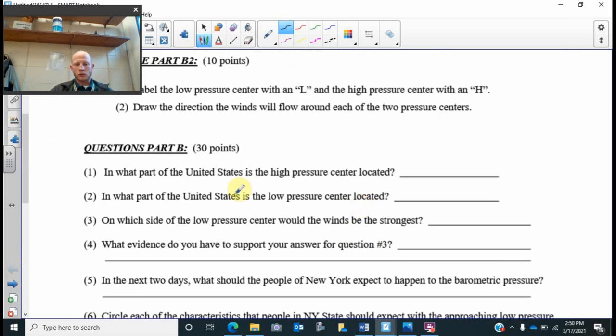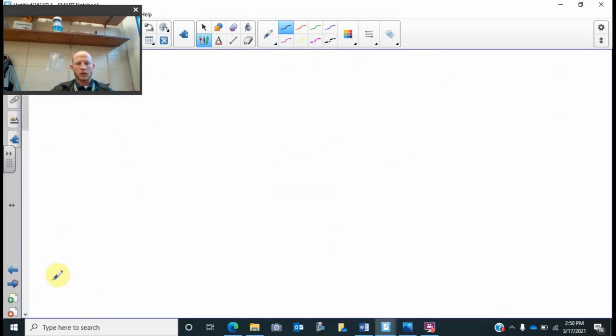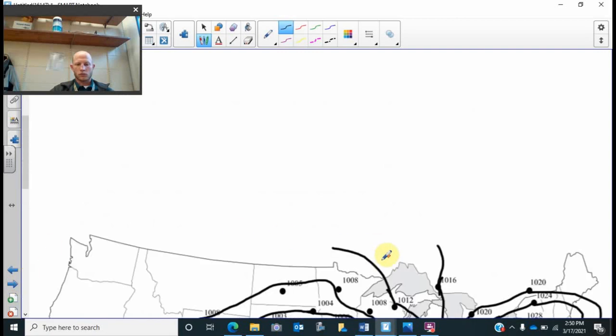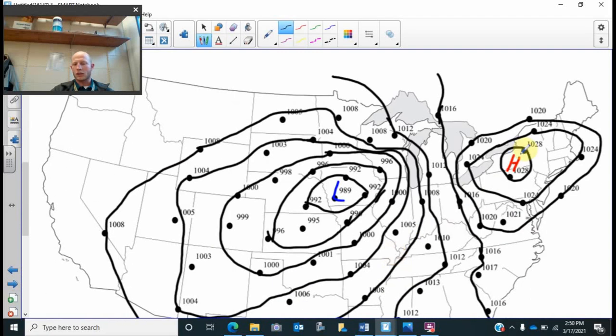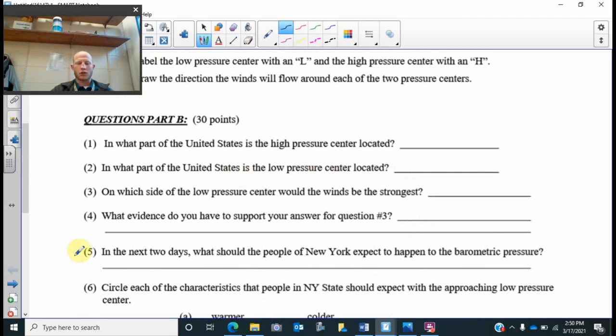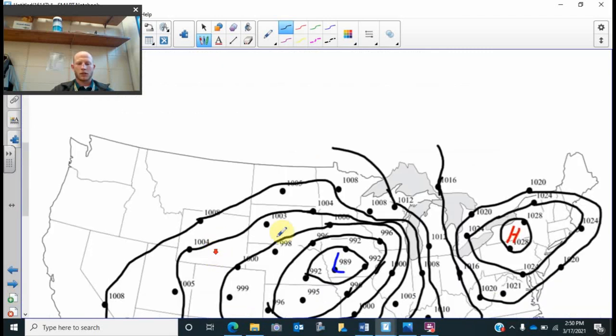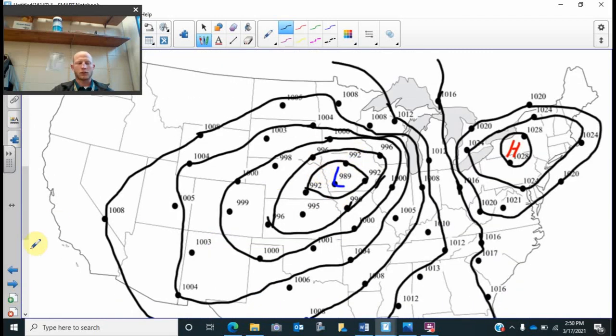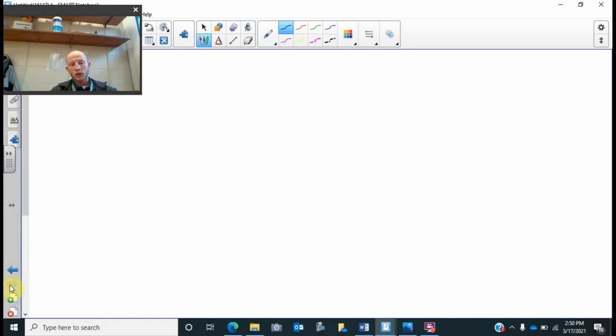So let's look at some of these questions. It says, what part of the United States is the high pressure center located? So our high pressure center is located here in New York / Pennsylvania. You could say the Northeast, New England area, stuff like that. What part of the United States is low pressure located? Low pressure is located here in Iowa, or you could have said the Midwest.